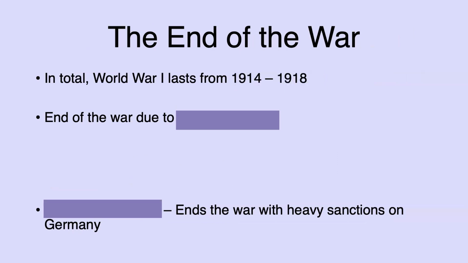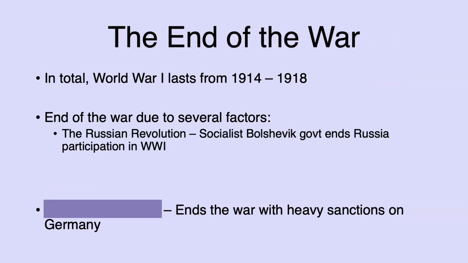World War I lasts from 1914 to 1918, and the end of the war is due to several factors. One, we have the Russian Revolution. I mentioned earlier in this lecture, 1905 to 1907, there were a series of revolts in Russia. I mentioned earlier the rise of socialism because of industrialization. Both of those things come to a head with the Russian Revolution, and the socialist Bolshevik government overthrows the Russian royal family, and it ends Russian participation in World War I. So Russia, a key player, is out.